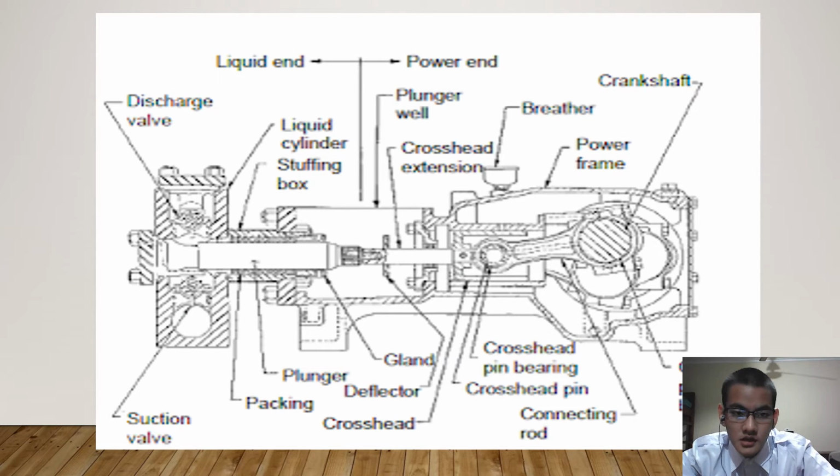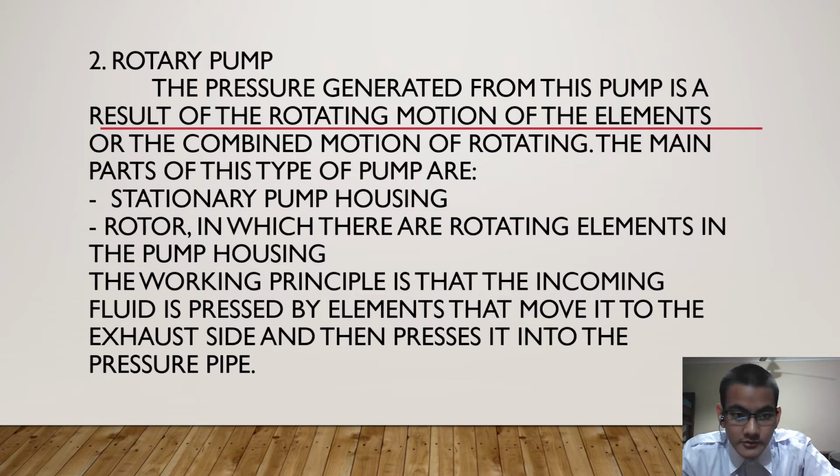Okay, everybody, you can see the figure in our picture. Okay, number 2, rotary pump. The pressure generated from this pump is a result of the rotating motion of the element or the combined motion of rotating. The main parts of this type of pump are: 1. Stationary pump housing. 2. Rotor, in which there are rotating elements in the pump housing. The working principle is that the incoming fluid is pressed by elements that move it into the exhaust side and then press it into the pressure pipe.